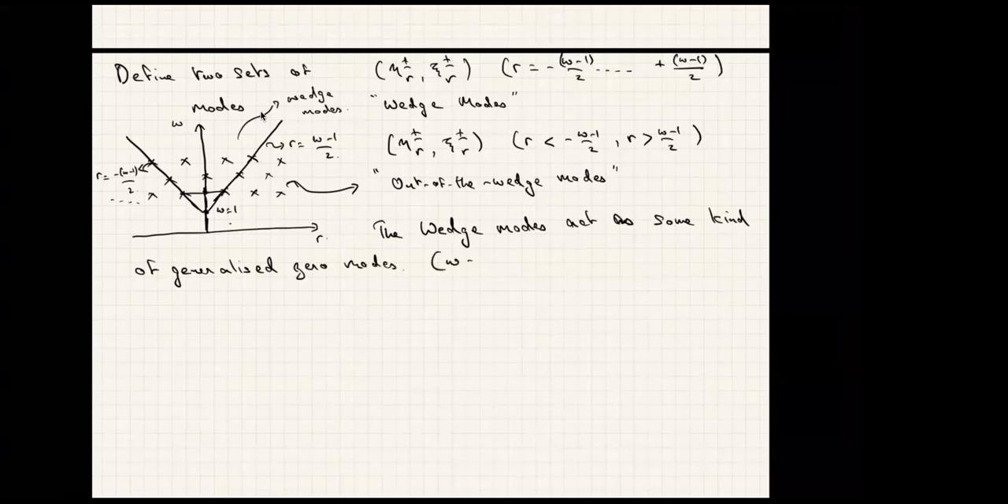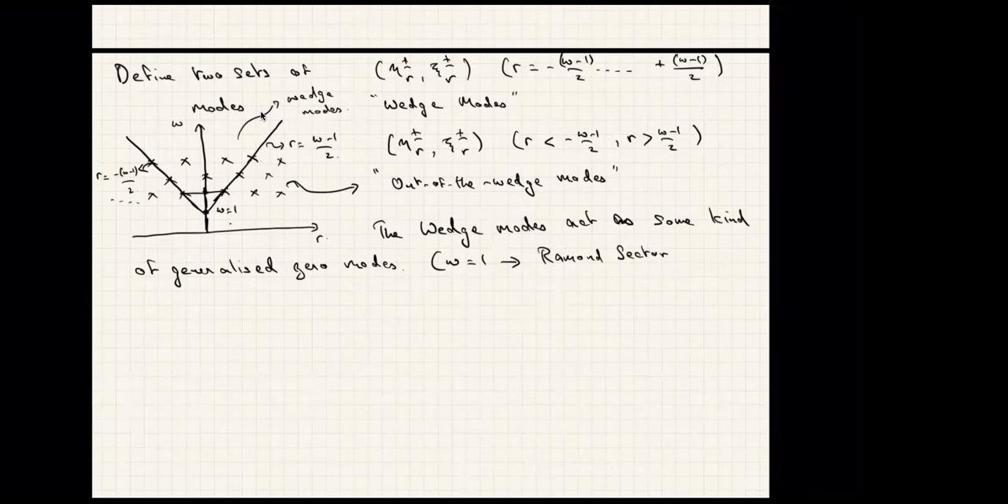In fact, for W equals 1, you see that R is 0. So the wedge mode is indeed a zero mode. So W equals 1. In fact, this is the Ramond sector. So the Ramond sector can be viewed as one spectrally flowed unit of the Neveu-Schwarz sector.